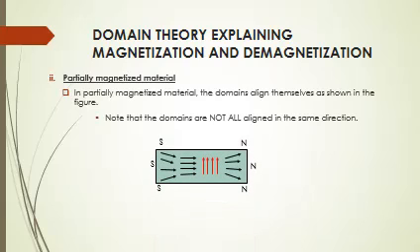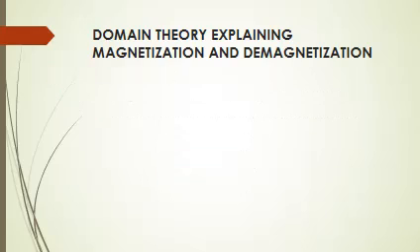Here is the inside of our magnet. You see some domains are aligned in the same direction towards the north, but some domains are aligned in different directions. So when the material is like that, we call it partially magnetized. Remember, the domains are not all aligned in the same direction.